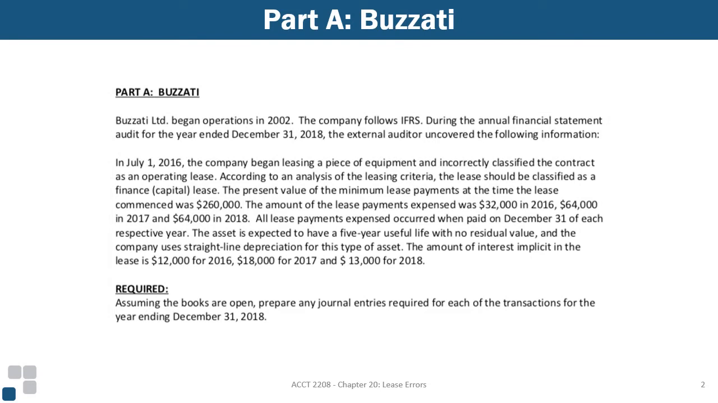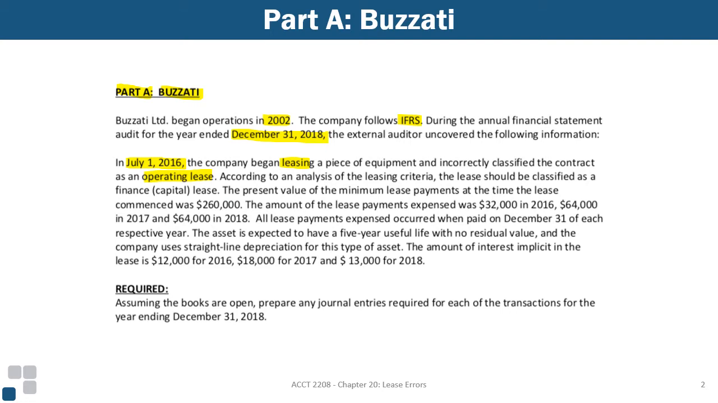Okay, so let's go through some of the basic information that we have here in Part A that relates to Buzzati. We know the company began operations in 2002. That's not a big deal. They follow IFRS, and the year end is December 31st, 2018. And the auditor uncovered some stuff. On July 1st, 2016, the company began a lease, and they incorrectly classified the contract as an operating lease. So that's going to cause some problems for us.